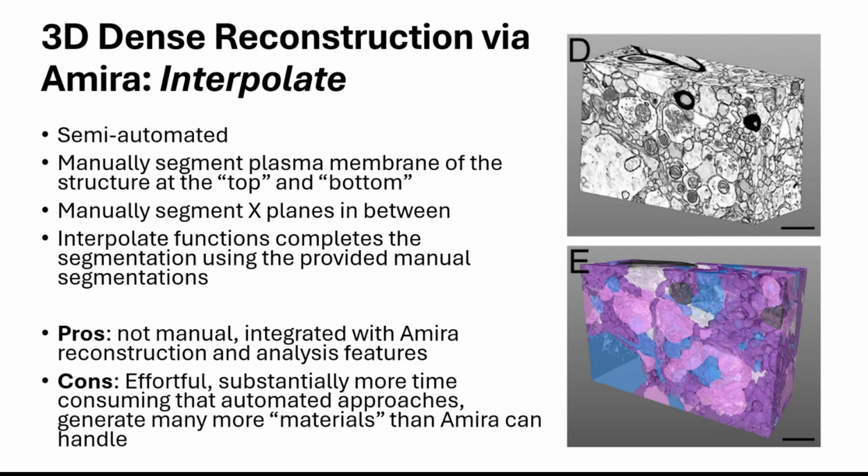The cons are that it is effortful, and it takes substantially more time than semi-automated methods where the emphasis is a little bit more on the automated, some of those we've seen today. And for a dense reconstruction, you are almost going to generate many more materials, is what they're called in Amira, than it can handle. So I think it can only handle between 200 to 300 materials. And if you're doing a dense reconstruction, you'll have 2 or 3 times that.